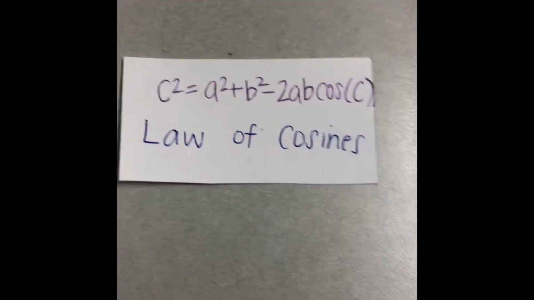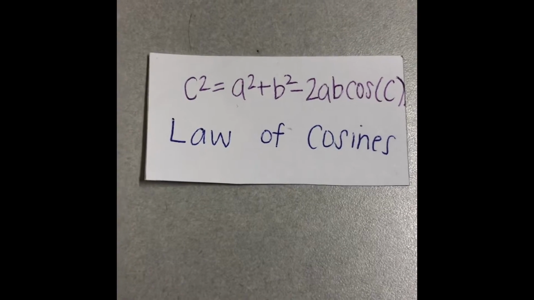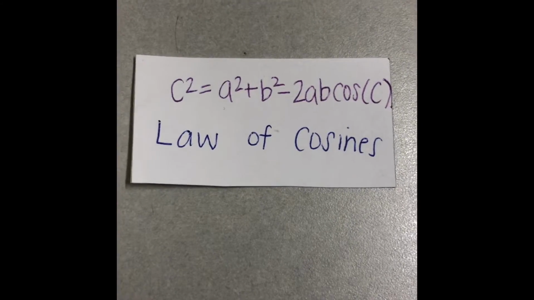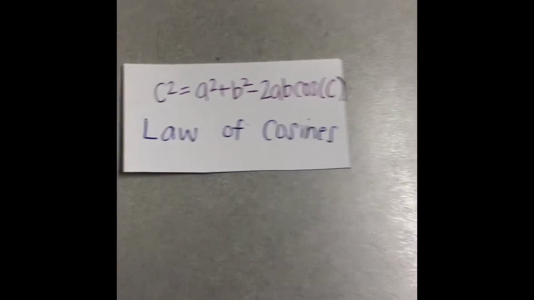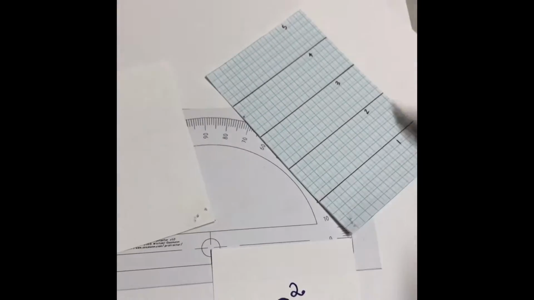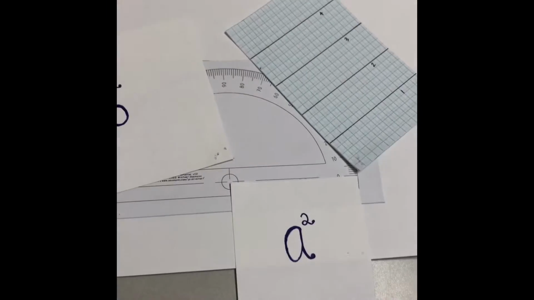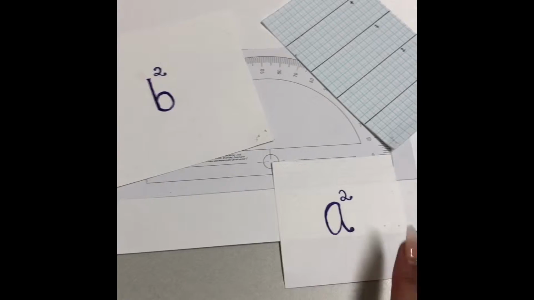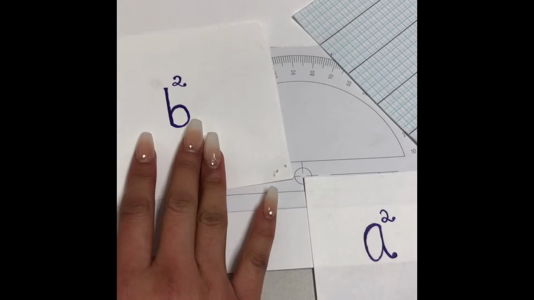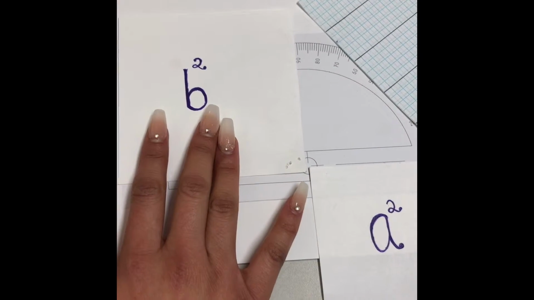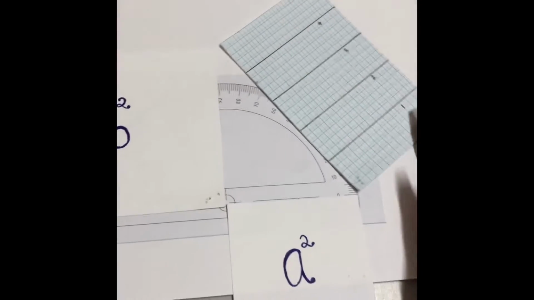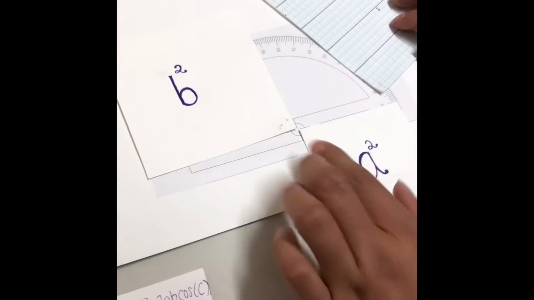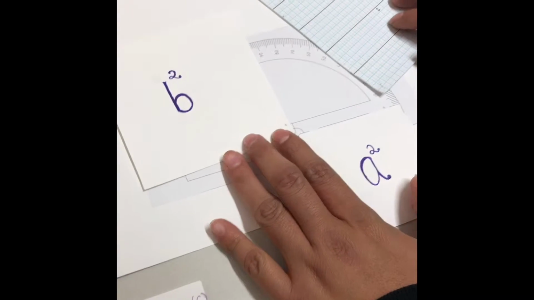The law of cosines is c squared equals a squared plus b squared minus 2ab cosine C. So we have here a squared, b squared, and then this is going to be our c squared. Our a squared is 3 by 3 inches, our b squared is 4 by 4, and our c squared is 5 by 5. First we're going to be proving the case when the angle C is 90 degrees.